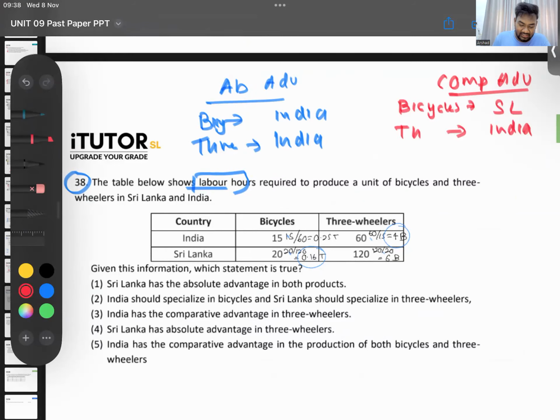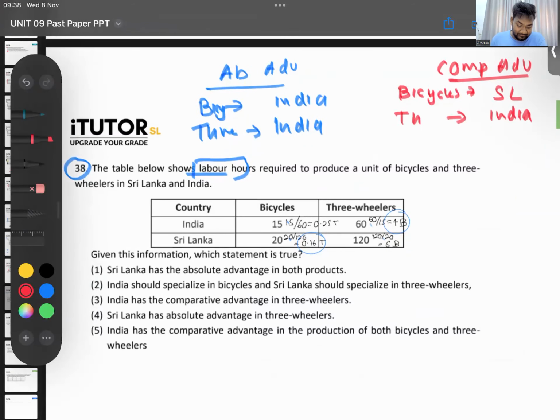Based on this, now you give me the answer. Sri Lanka has the ability to run both products. Wrong. India should specialize in bicycles. No. They have the comparative advantage in three-wheelers. Yes. Sri Lanka has the three-wheelers. Wrong. India has the comparative advantage in the production of both. You will never have both. So answer number 3. Very common question.